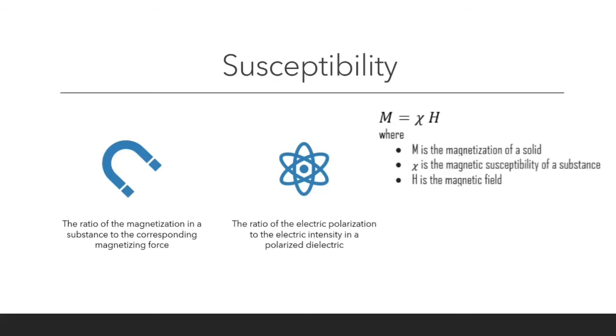The formula is M equals X into H, where M is the magnetization of a solid, X is the magnetic susceptibility of the substance, and H is the magnetic field.